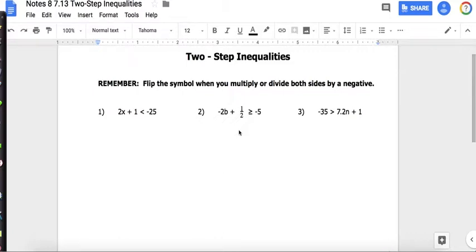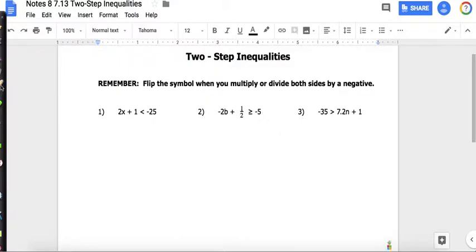Welcome to my video on two-step inequalities. So two-step inequalities is going to work the same way that two-step equations did. We're going to solve it the exact same way. The only difference is instead of an equal sign, which we have with equations, we are now going to have inequality symbols such as less than, greater than, less than or equal to, or greater than or equal to. And remember, when we solve an inequality, remember, flip the symbol when you multiply or divide both sides by a negative.